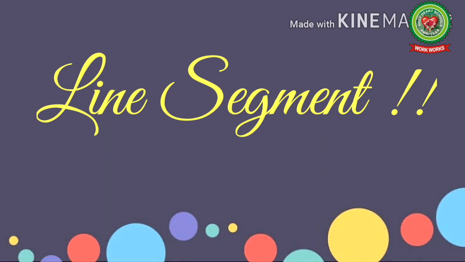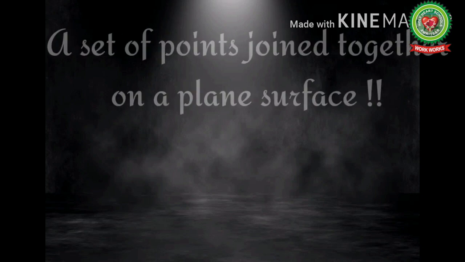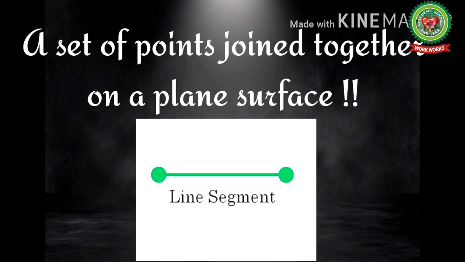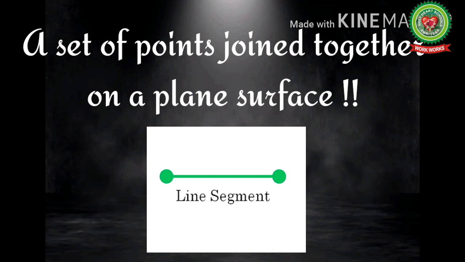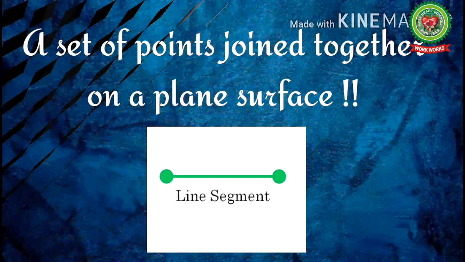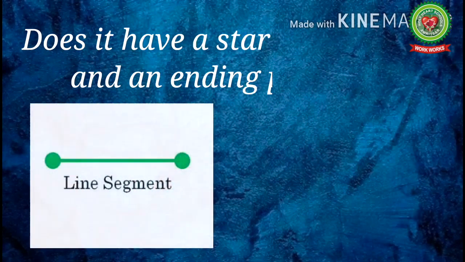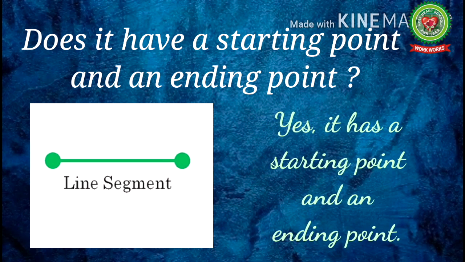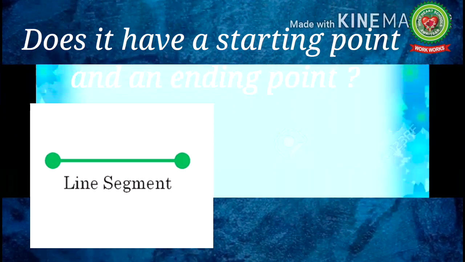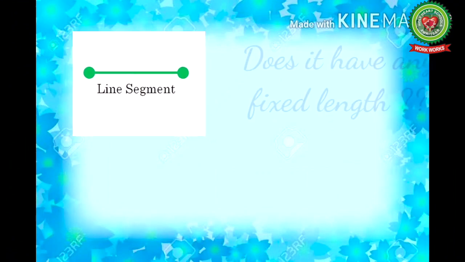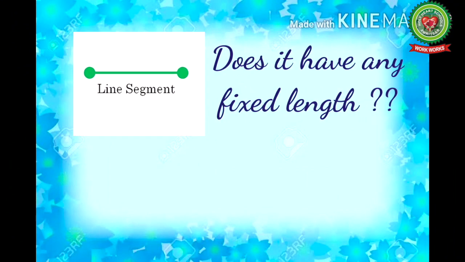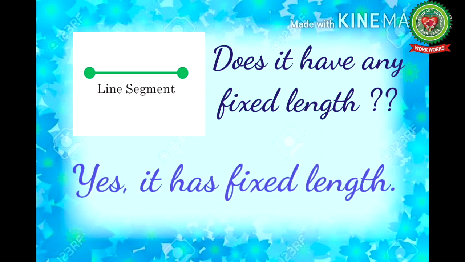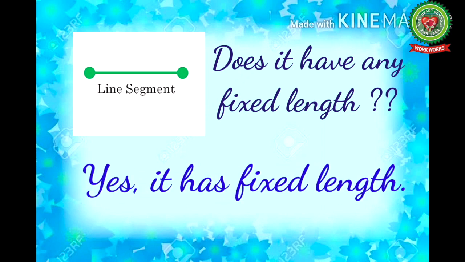Now we will start with line segment. Children, what is line segment? A set of points joined together on a plane surface. It looks like the figure given. Next is, does it have a starting point and an ending point? Yes, it has a starting point and an ending point. Now look at the figure and see, does it have any fixed length? Yes, it has fixed length because it has dots on both sides.